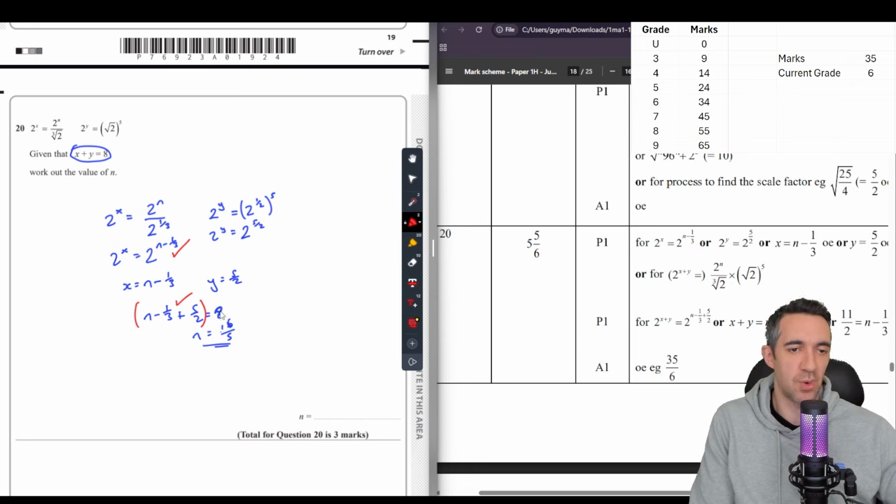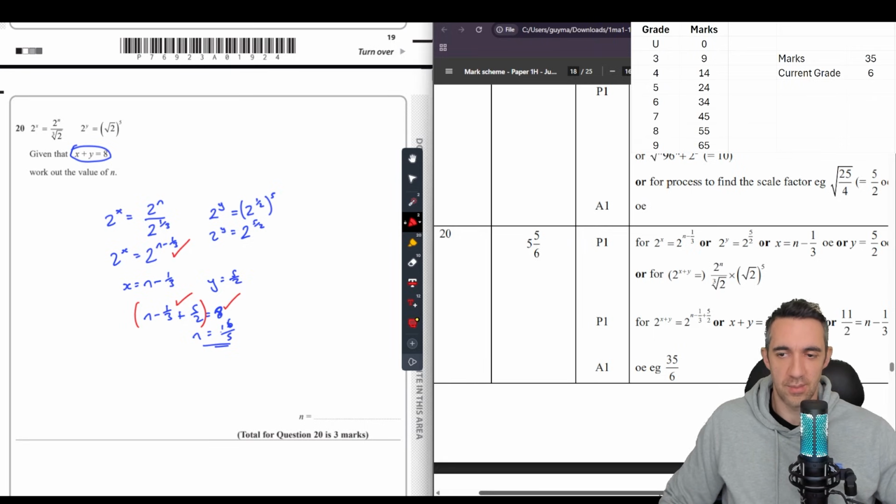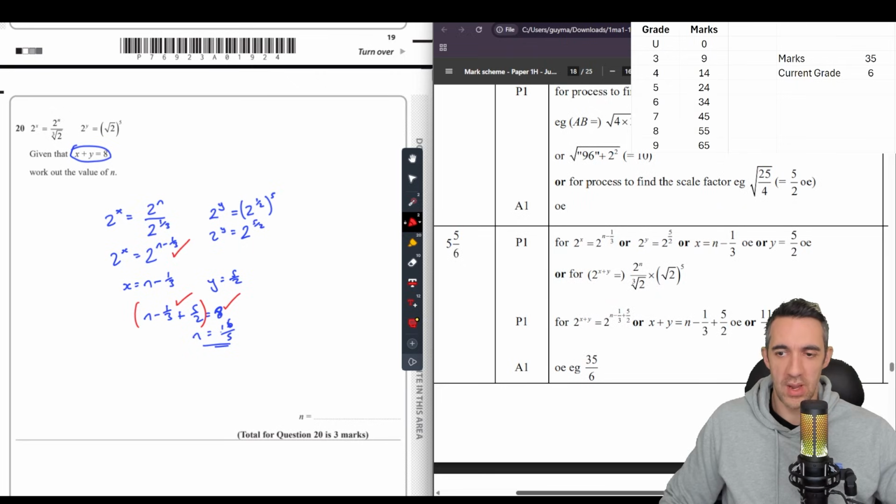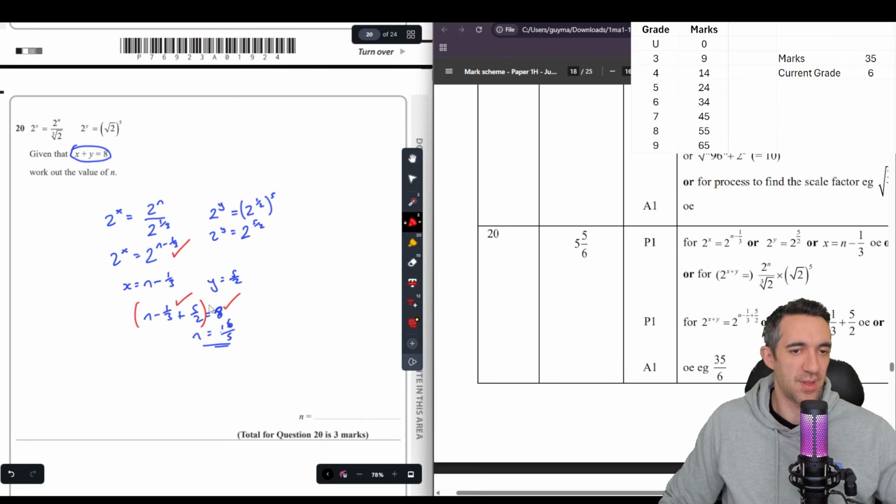Well, if I wrote equals x plus y, but then I've got equals 8. So that's like an equivalent statement going on there. Okay, so the OE where they put the or equivalent means that's the same thing. And then obviously I got it wrong. I didn't get my correct fraction, so I lose that final mark. Fine, we get 2 more.